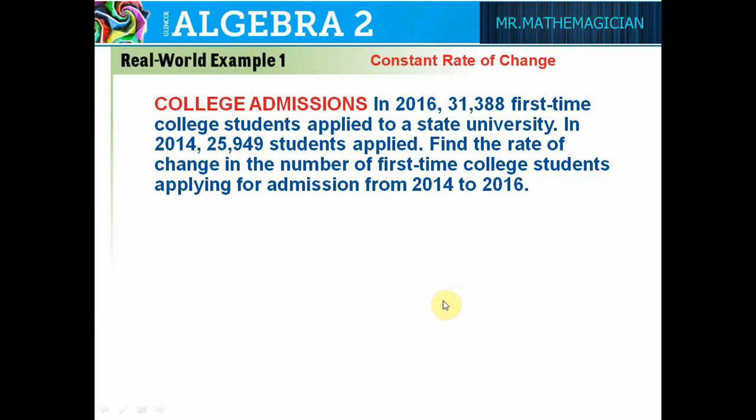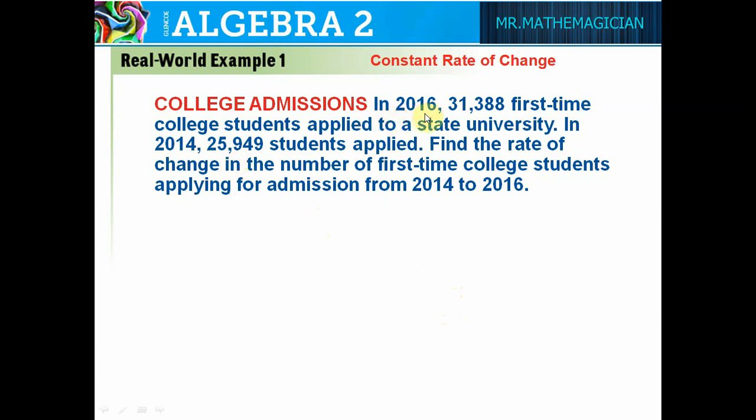This is Mr. Mahmoud explaining Algebra 2, and this is chapter 1, lesson number 3: rate of change and slope of a line. Let's begin with this example.